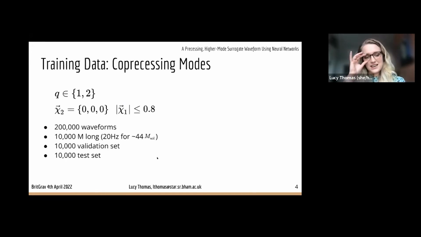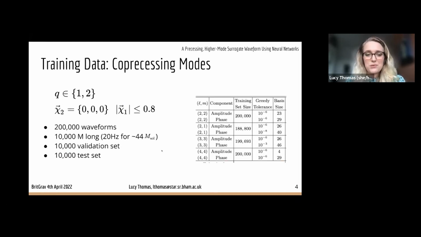This will be used as a check during the neural network training, and also a 10,000 waveform test set, which will be used to compute mismatches once our training is finished. So in the table on the right-hand side, you can see for each of the co-processing waveform mode components, the details of how we built our reduced bases. We generally use an absolute greedy tolerance of 10 to the minus 6, but we do adjust these in a couple of places in order to increase accuracy or to reduce basis size to a manageable amount.